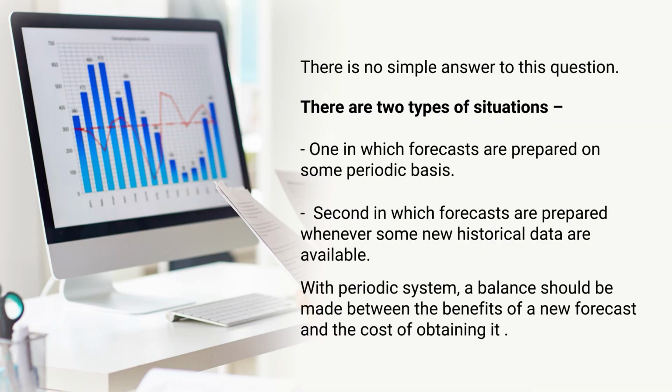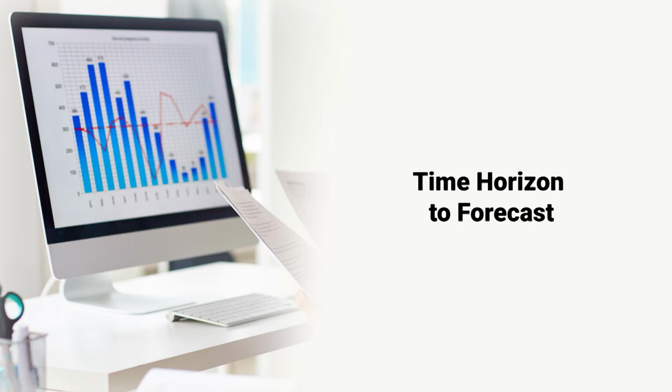With a periodic system, a balance should be made between the benefit of the new forecast and the cost of obtaining it. If we get some new data and can do a new forecast, we should know the cost of obtaining it and the benefit of it. If we have to know exactly what the demand will be, a static demand, then it will be quite beneficial.